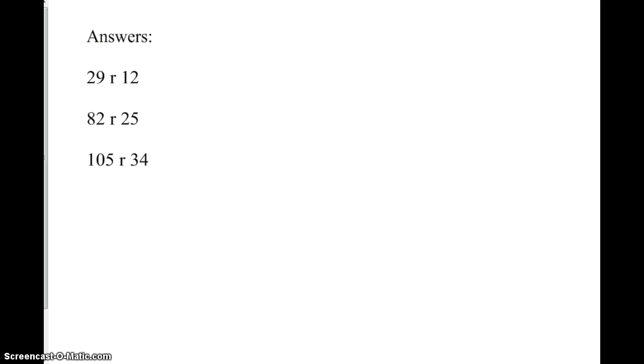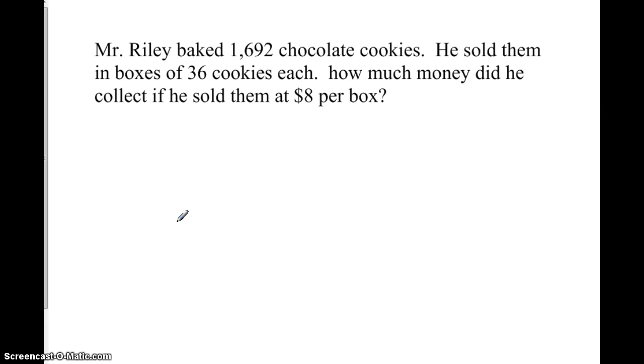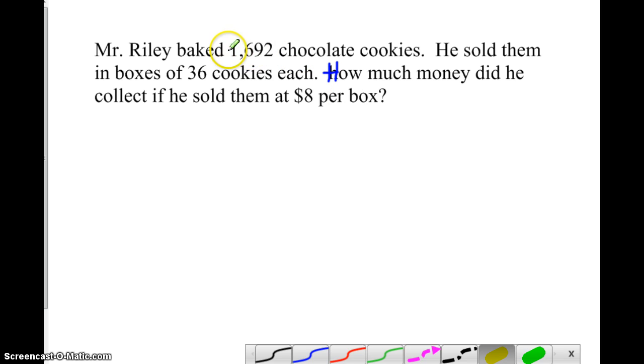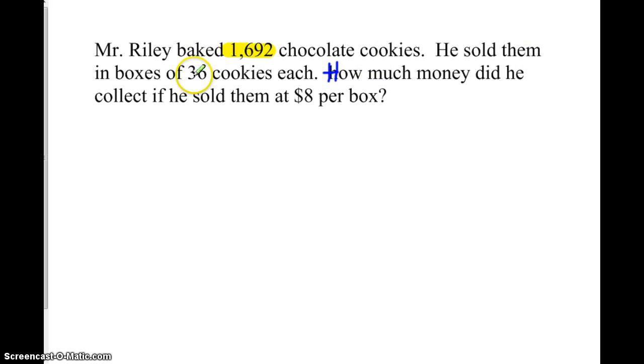Okay, here are all your correct answers for the first 3 problems. And now we're moving on to our word problem. Mr. Riley baked 1,692 chocolate cookies. He sold them in boxes of 36 cookies each. How much money did he collect if he sold them at $8 per box? You go ahead, you set up your problem. Here's the information you need to know. 1,692 cookies. Boxes of 36 cookies each. That's part 1. How much money did he collect if he sold them at $8 per box? That's part 2. So go ahead, work on that, and when you come back, you'll see what I have done and see if we're doing the same thing.